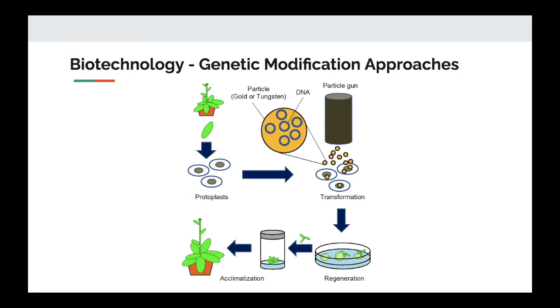Another way is to coat the desired DNA around metal particles and bombard them towards the plant cells using a particle gun. Some of the metal particles coated with the desired DNA can possibly enter into the nucleus of the plant cells and become a part of the plant genome.